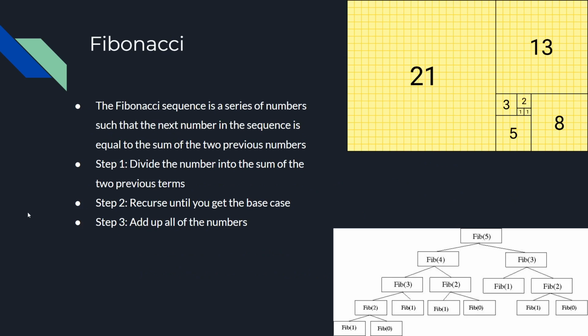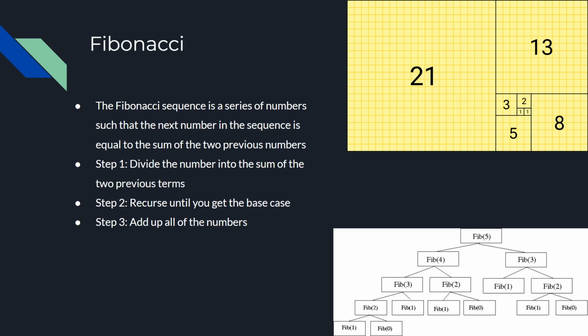The next algorithm that uses divide and conquer programming is Fibonacci. So if you don't know what Fibonacci is, it's just a sequence where the next term is the sum of the two previous numbers. The sequence goes 1, 1, 2, 3, 5, 8, so on and so forth. We see that 5 is equal to 2 plus 3, 8 is equal to 3 plus 5, 13 is equal to 5 plus 8, so on and so forth. So if we want to determine a certain Fibonacci number, we can divide the number into the sum of the two previous terms.